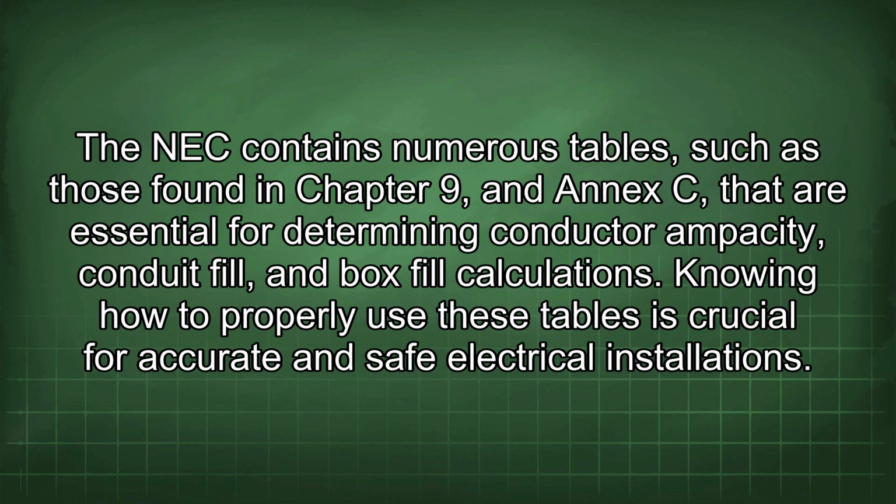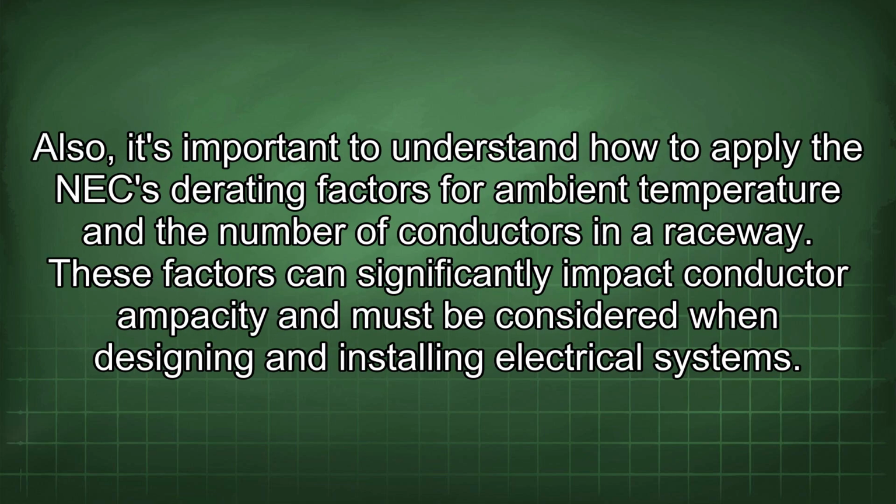The NEC contains numerous tables, such as those found in Chapter 9 and Annex C, that are essential for determining conductor ampacity, conduit fill, and box fill calculations. Knowing how to properly use these tables is crucial for accurate and safe electrical installations. Also, it's important to understand how to apply the NEC derating factors for ambient temperature and the number of conductors in a raceway. These factors can significantly impact conductor ampacity and must be considered when designing and installing electrical systems.